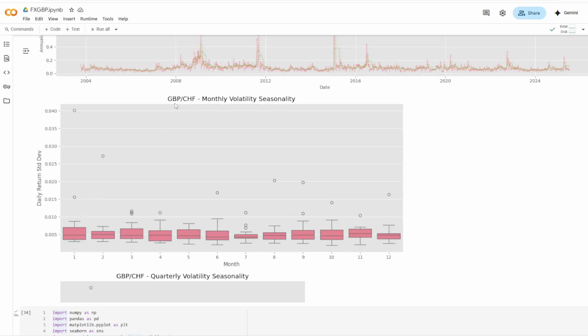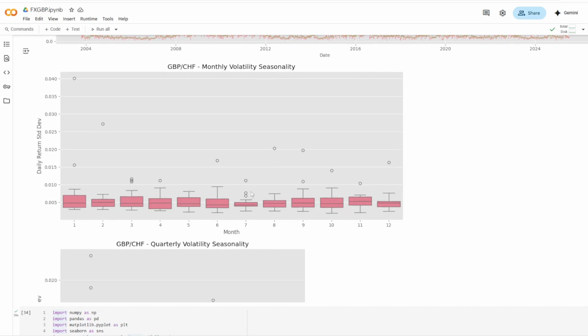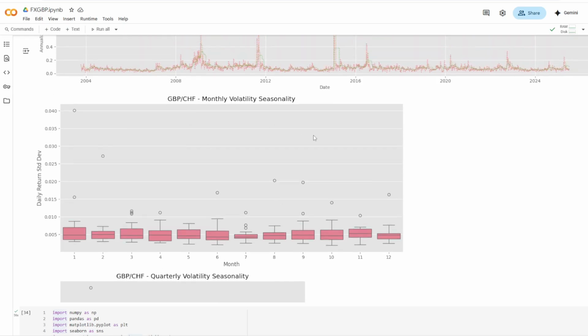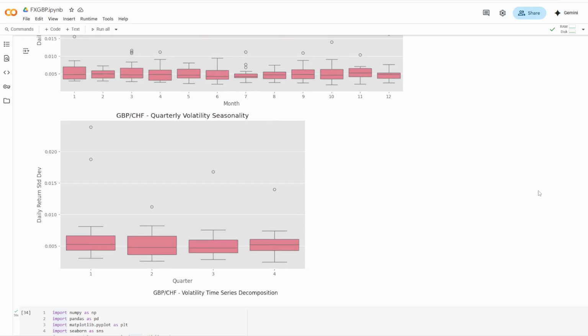And for example, here pound Swiss franc, we have 0.04 or 4% in standard deviation in the month of January, which has happened. Probably it was the Swiss franc flash crash. I don't know if it happened in January, but then we see here, for example, in August and September, we have a 0.02 daily return standard deviation, so it's more volatile in August and September. So we are now in July. We can expect more volatility in August and September for pound Swiss franc.